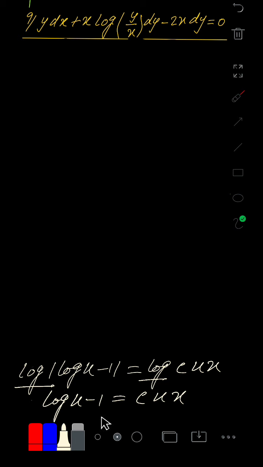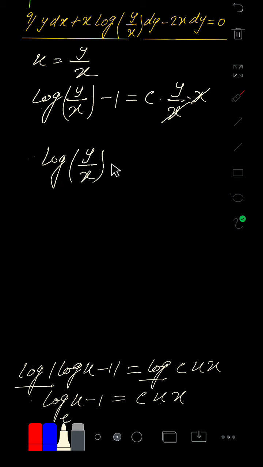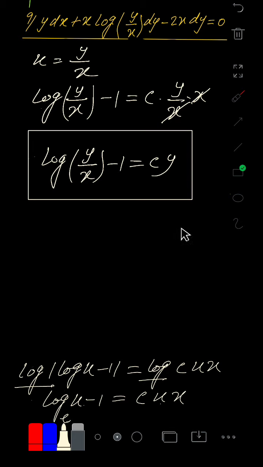Proceeding from this step, u is equal to y upon x. So replacing u by y upon x in this equation, we have log (y upon x) minus 1 is equal to c (y upon x) into x. These two x are cancelled with each other, and ultimately we have log (y upon x) minus 1 is equal to cy. This is the required solution of the given differential equation.